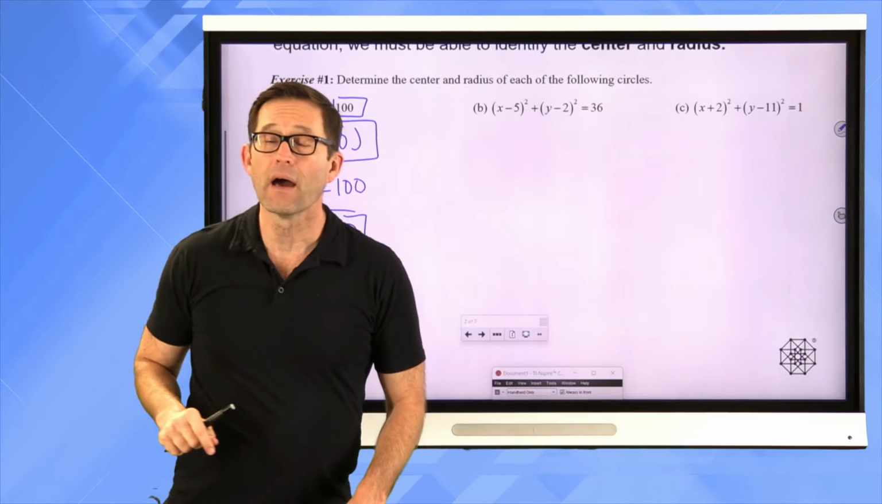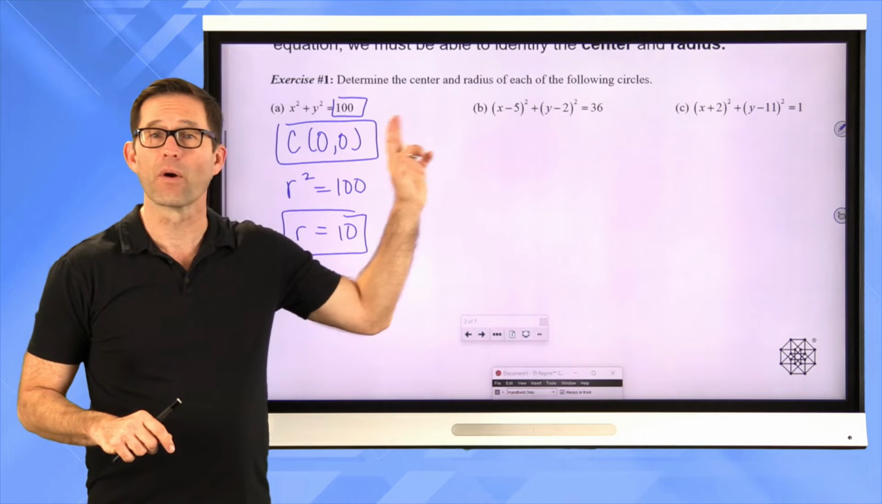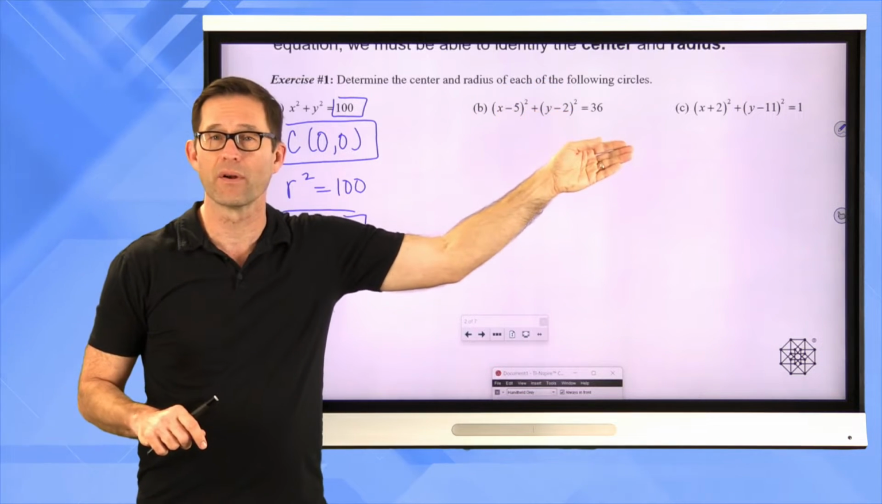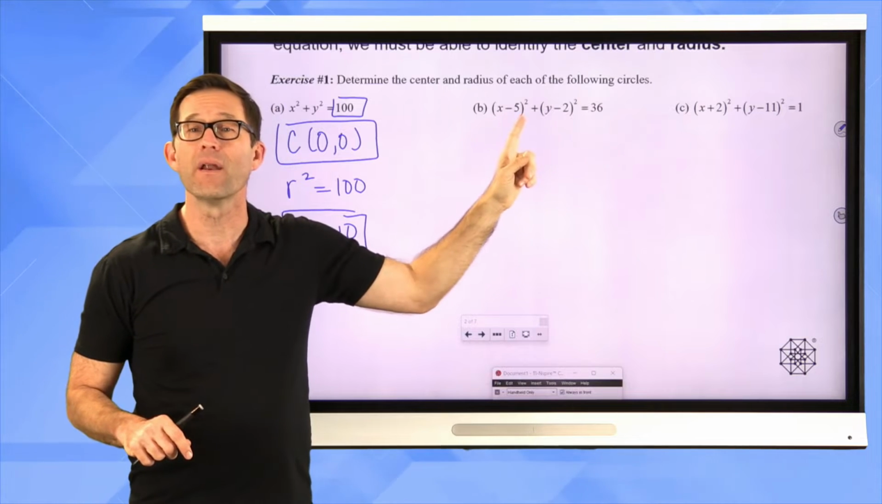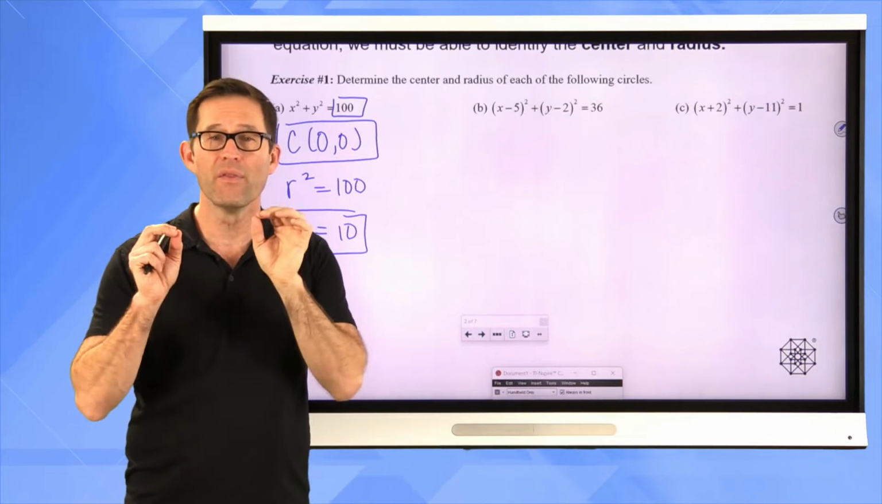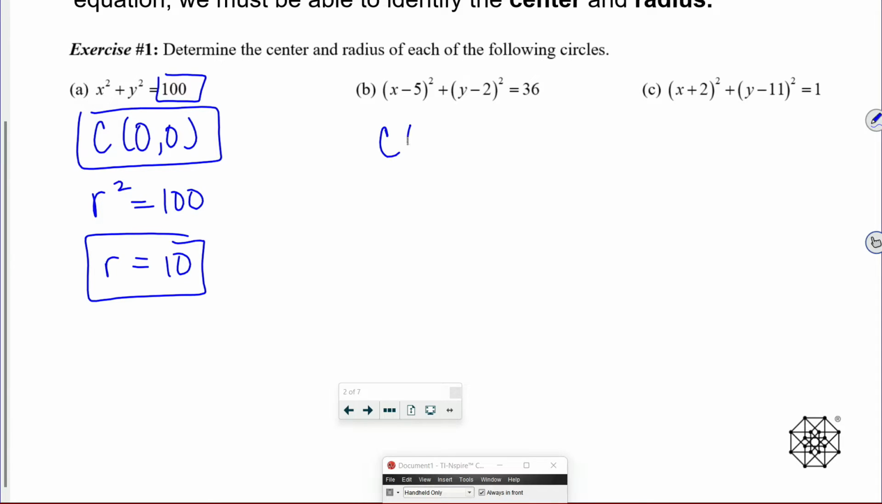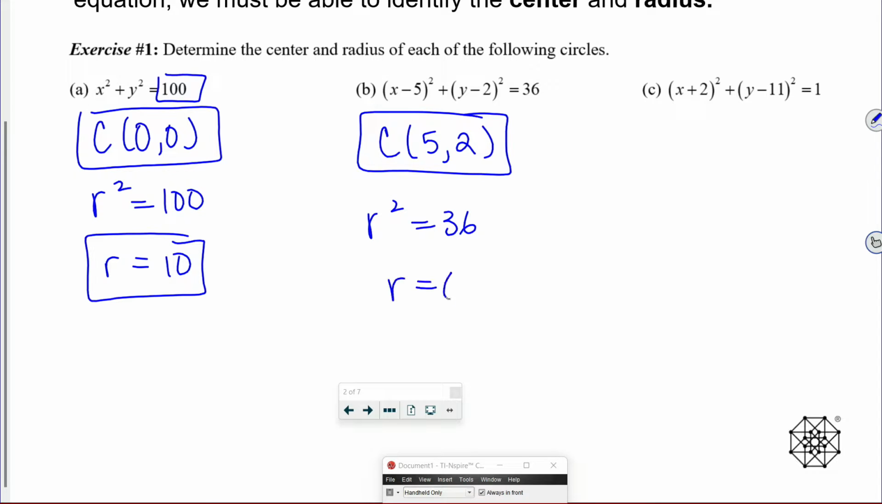All right, now if we don't have a circle that has this form, but has the form of x minus a number squared plus y minus a number squared equals a number, then the numbers that are subtracted are the coordinates of the circle's center. So in this case, the center of the circle is at 5, 2. All right, the radius squared is again 36, and therefore the radius is equal to 6.